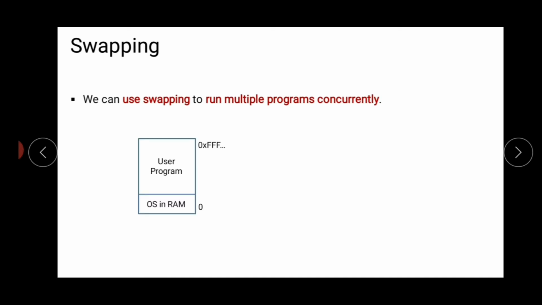Suppose you have some primary memory, which is your RAM, in which some portion will be occupied by your operating system and the rest of the portion will be used by your user program. Another one is your secondary memory, which is your hard disk. Your program will be stored in this hard disk. When you are running your program, this swapping will be performed. So let us see how this occurs.